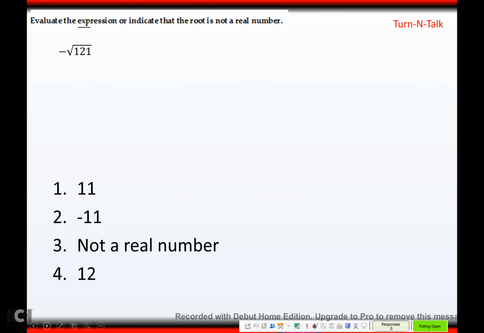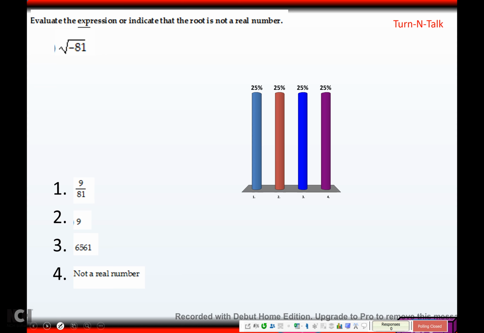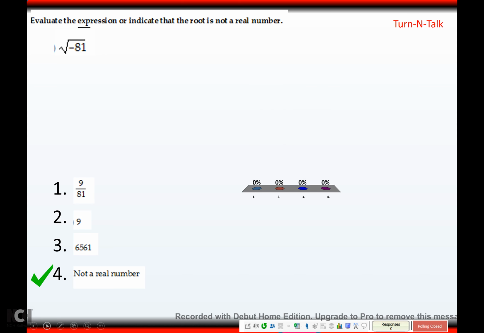All right, so you do this one, hit pause, come back when you're ready. And hopefully you got negative 11. The radical first is 11 times the negative is negative 11. Do this one, hit pause, come back when you're ready. And hopefully you got not real. If this is even and there's a negative underneath, that is not a real number.